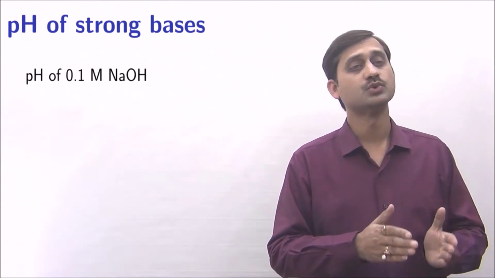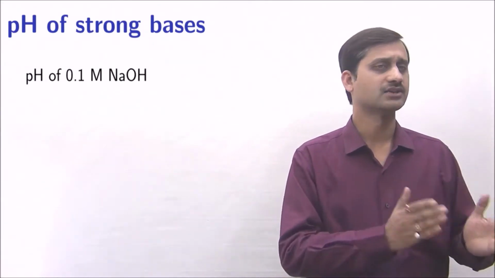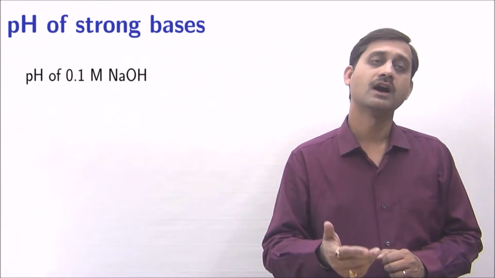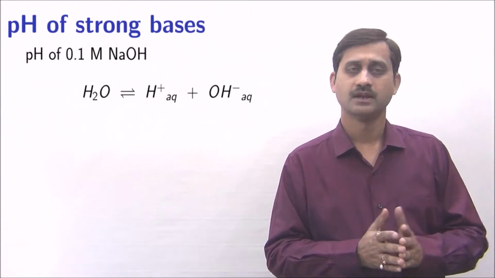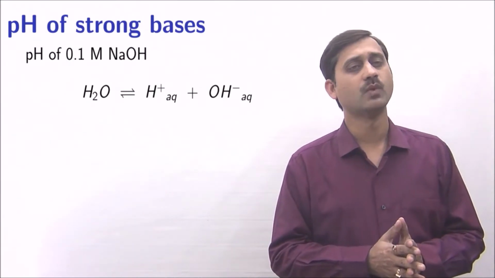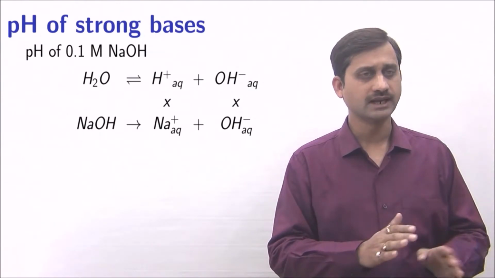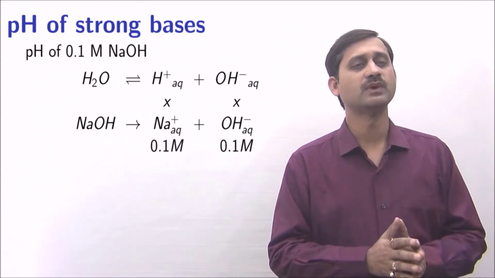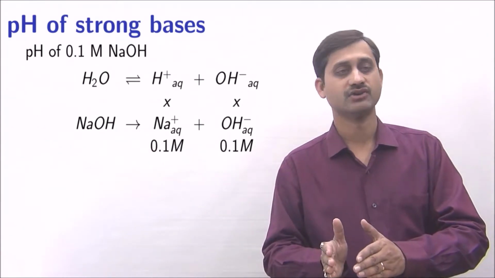Now let's consider the case of 0.1 molar sodium hydroxide. The entire calculation is the same as hydrochloric acid, but here instead of H plus we would consider the concentration of hydroxide ion. Water again dissociates to give H plus and OH minus. Here again we consider the concentration of H plus coming from water to be X, OH minus from water to be X. Now sodium hydroxide, being a strong electrolyte, completely dissociates to give Na plus and OH minus. We have the concentration of NaOH as 0.1 molar. So when it dissociates, it gives 0.1 molar of sodium ions and 0.1 molar of hydroxide ions.